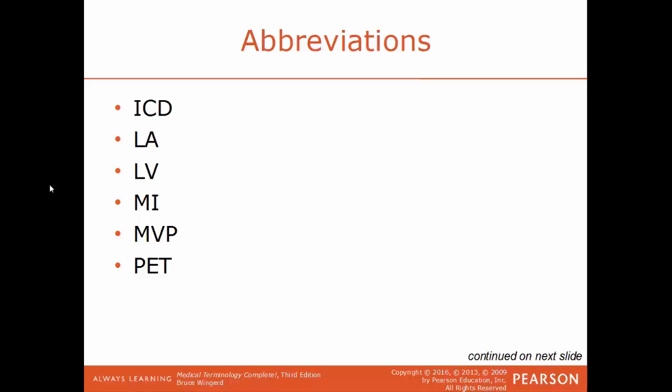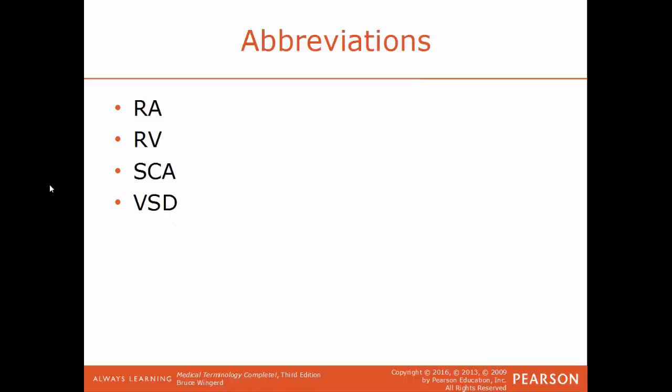MVP, mitral valve prolapse. And PET, positron emission tomography. RA, right atrium. RV, right ventricle. SCA, sudden cardiac arrest. VSD, ventricular septal defect.